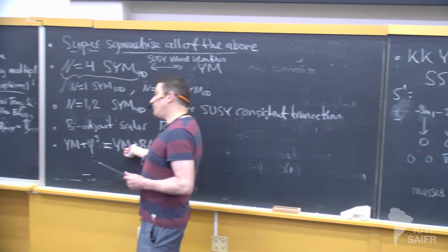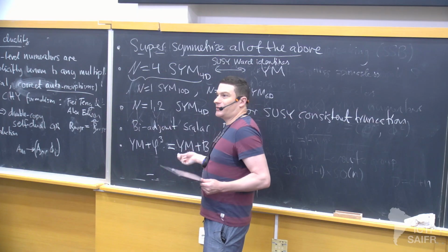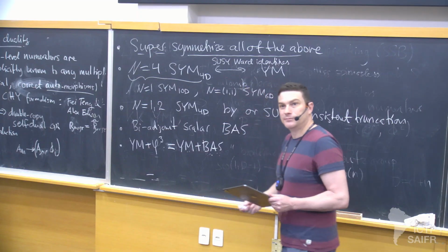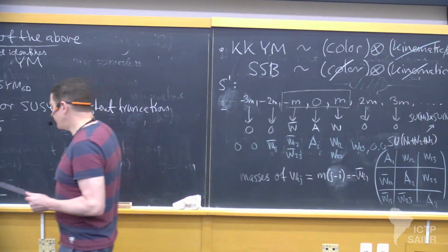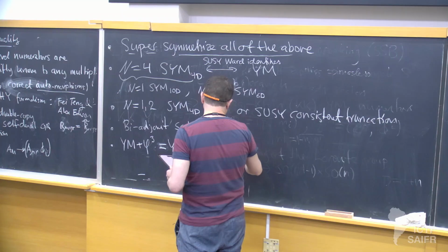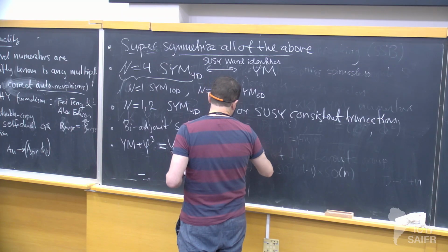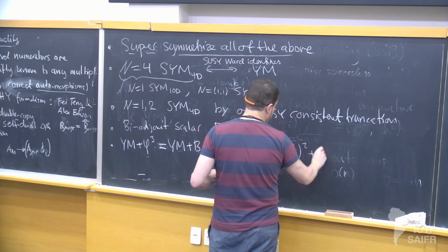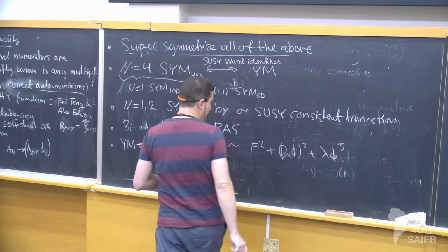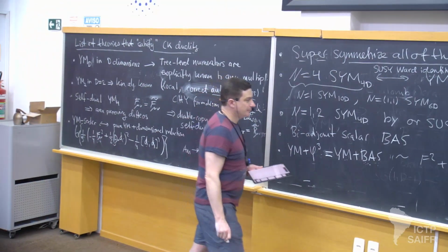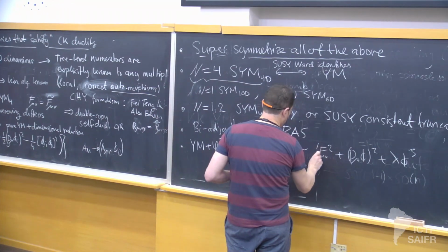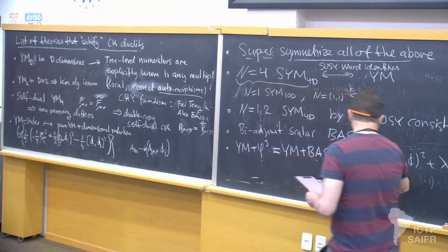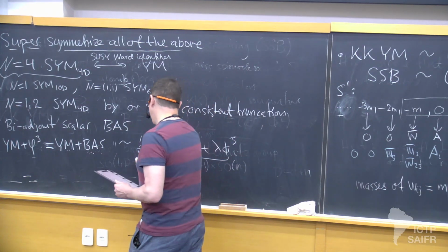This just means that we couple them to each other, and there's an obvious coupling, which is just to covariantize the derivative of the bi-adjoint scalar. So let me do it schematically. It's just F squared plus (D_mu phi) squared plus lambda phi cubed, and then you have to put the bi-adjoint indices in yourself. So you see that this is the bi-adjoint theory, and this is Yang-Mills, and so on.